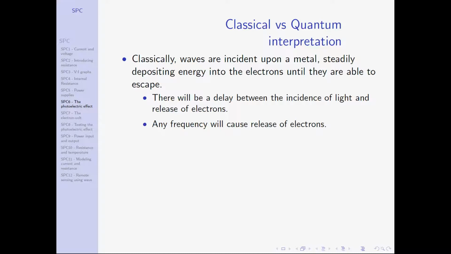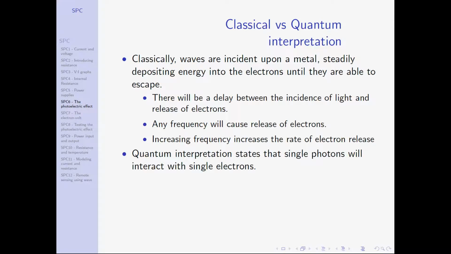It also predicts that any frequency will be able to release the electrons. So anything from gamma rays all the way through to radio waves at the low end of the spectrum would be able to cause this photoelectric effect. And as we increase the frequency, we're going to increase the rate of the energy being incident. So if we've got higher frequencies, the electron is going to be released more frequently.